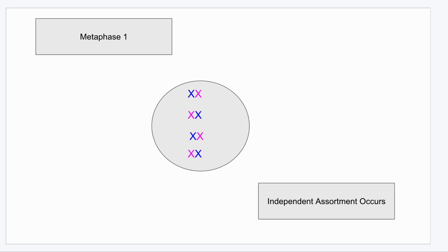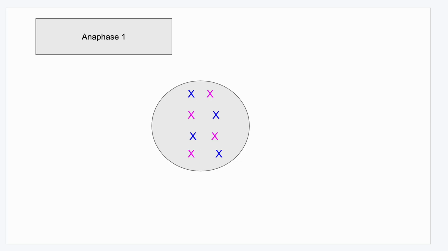So after prophase 1, you go into metaphase 1. So they line up along that metaphase plate, these homologous chromosomes, and this is where independent assortment occurs. So you notice here that they lined up in a random order. It doesn't have to be blue, blue, blue, blue, blue, pink, pink, pink, pink, pink, or blue, pink, blue, pink, blue, pink, pink, blue, pink, blue, pink, blue. It's independently assorted, so it's random. That's the second way that causes genetic variability.